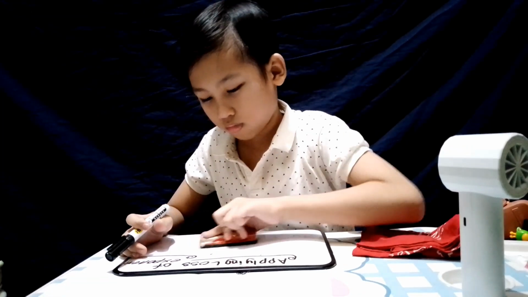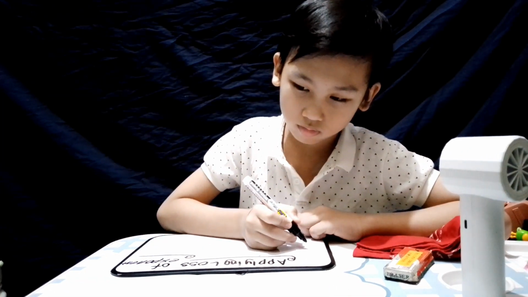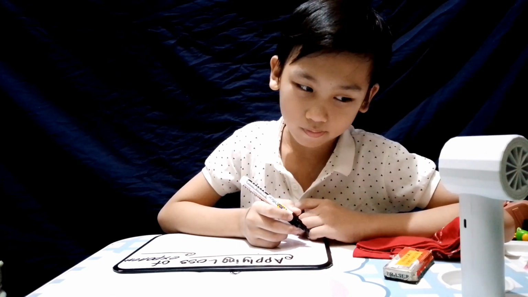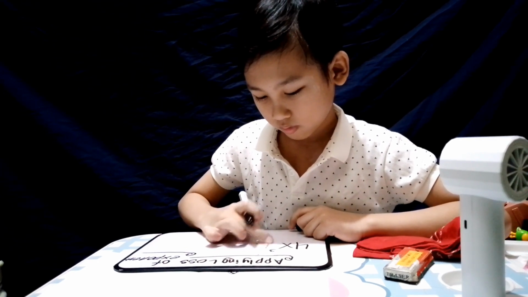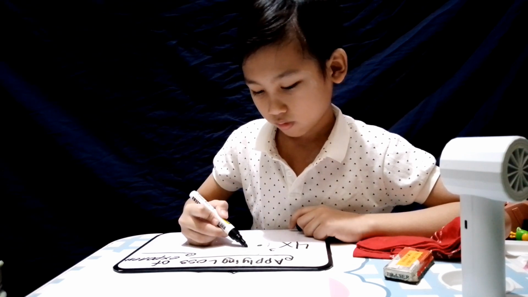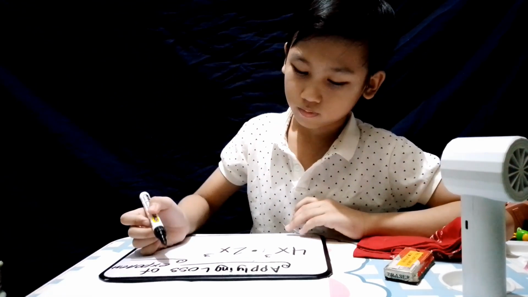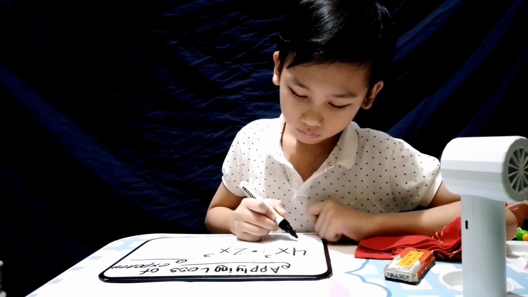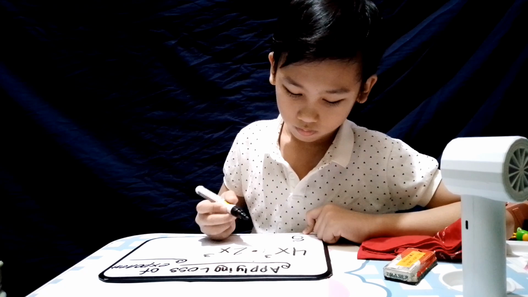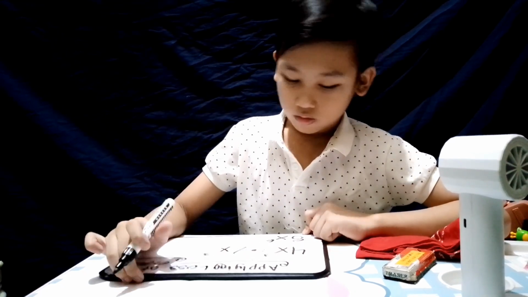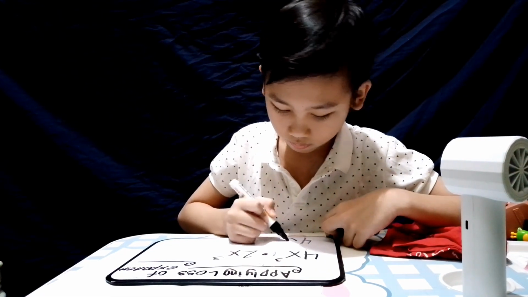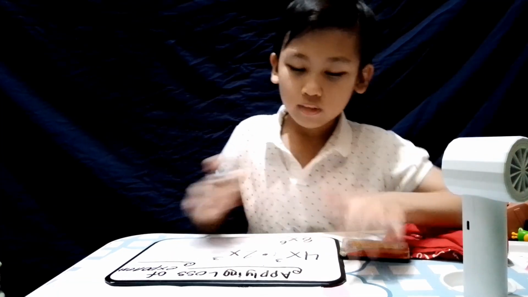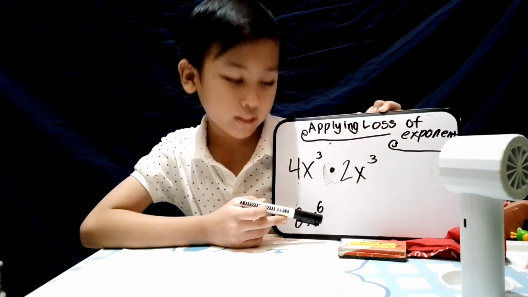Number 2. You can do your solution on the bond paper. 4x cubed times 2x cubed. Again, 4x cubed times 2x cubed. This is a product rule. The answer for number 2 is 8x to the power of 6.